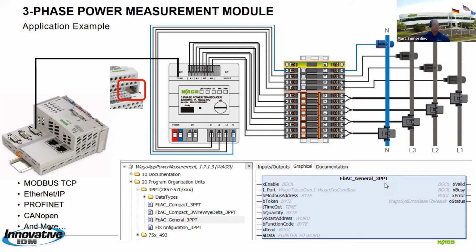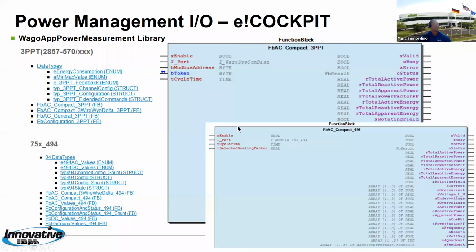We've done all the legwork for you on that. And here you can see some examples of the power measurement libraries. We have several variations on these, whether it's for the compact module, the 3-phase power measurement module, or for the 494, which is our 3-phase power module that goes within the IO system. So these are pre-written function blocks. You just pull the library in, call the function block, point it to the appropriate tags, and then you can pull the data. So it's that easy.